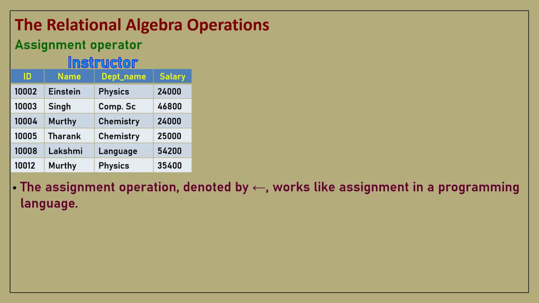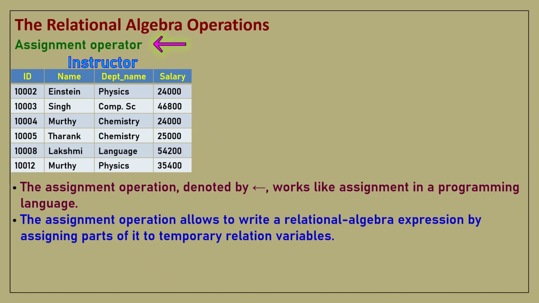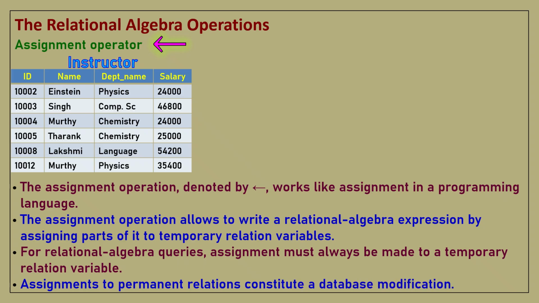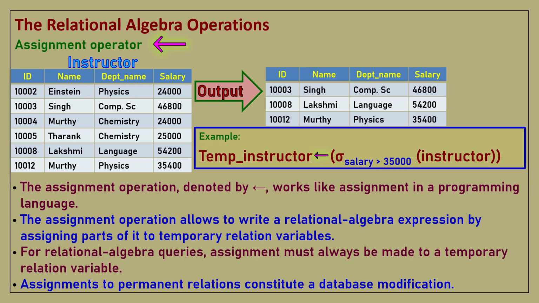The assignment operation, denoted by left arrow, works like assignment in a programming language. The assignment operation allows to write a relational algebra expression by assigning parts of it to temporary relation variables. For relational algebra queries, assignment must always be made to a temporary relation variable. Assignments to permanent relations constitute a database modification. In the example, output of the select operation is assigned to a temporary relation temp_instructor.